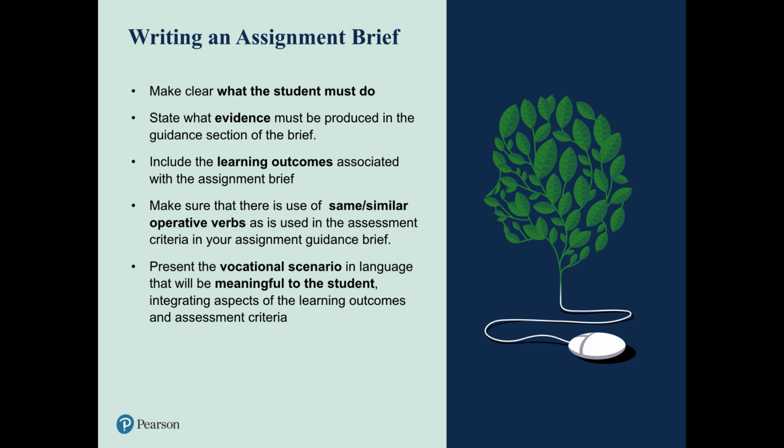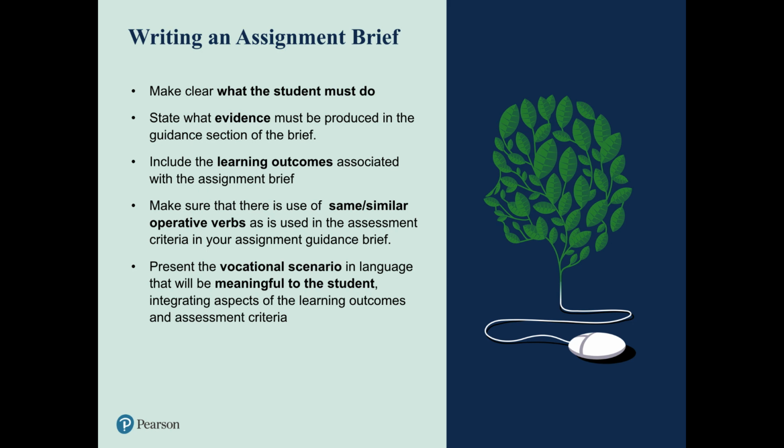If we're doing single unit staged assessment, where we might have 4 assignments, each corresponding to the learning outcomes, then the brief for individual assignments will show that learning outcome that's being assessed. Make sure that you're using the same or similar operative verbs, those command verbs, that you find in the assessment criteria. And we'll look at an example of this in a moment.